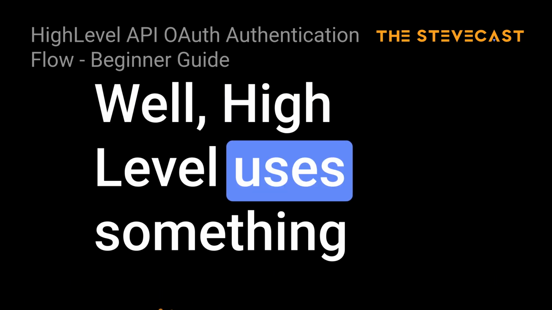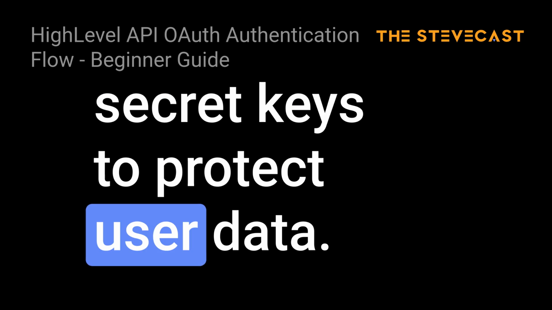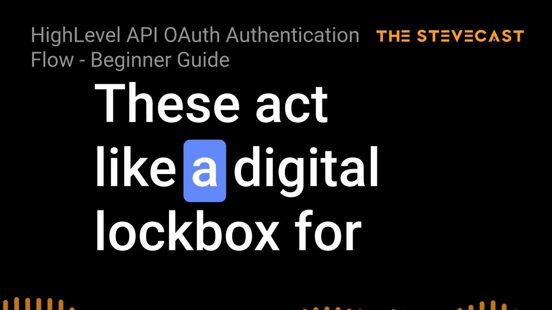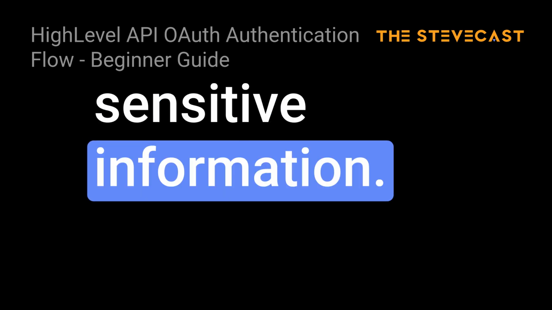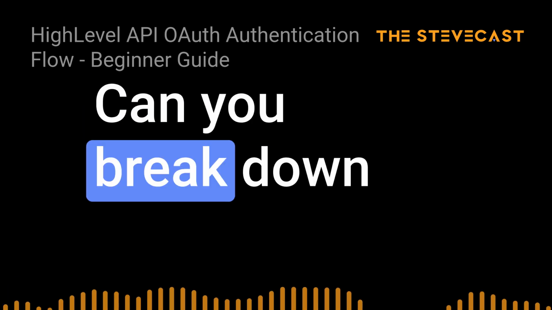Well, High Level uses something called signed tokens and shared secret keys to protect user data. These act like a digital lockbox for sensitive information. A digital lockbox. That sounds pretty high tech. Can you break down how that works?